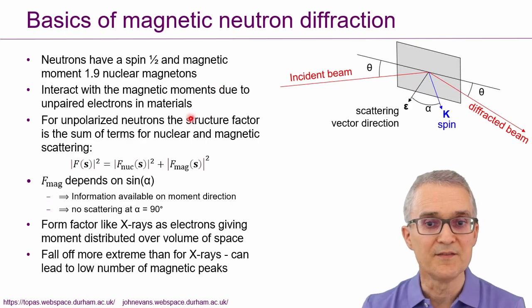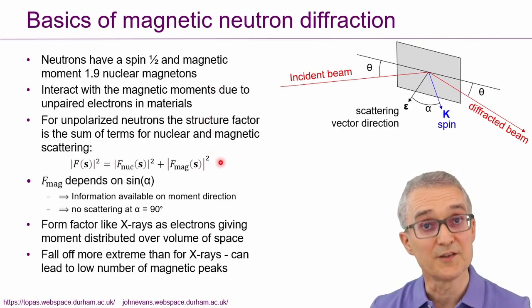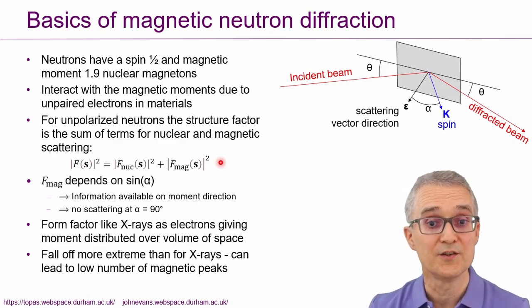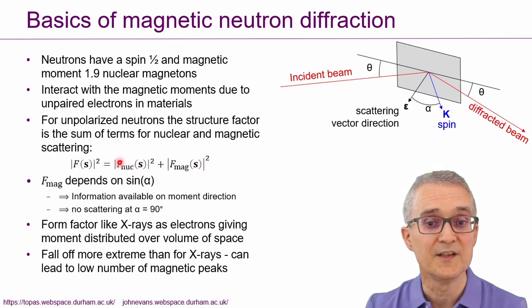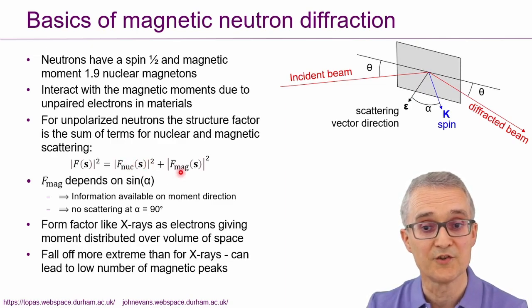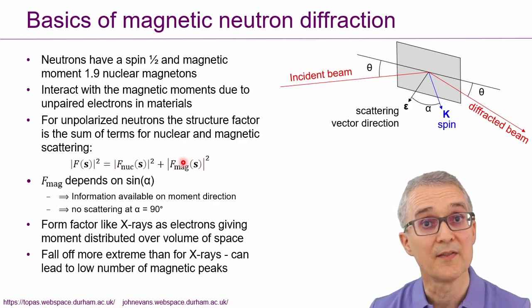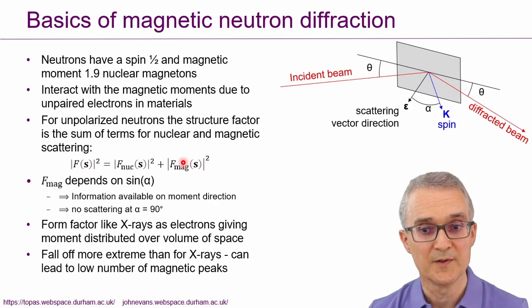So it turns out that if you've got unpolarized neutrons, the total scattering that you see, so the total powder diffraction signal that you see, can be separated into two parts. It can be separated into the nuclear component, that's what gives you the regular structural information, and the magnetic component. That's what lets you work out the magnetic structure of the material.